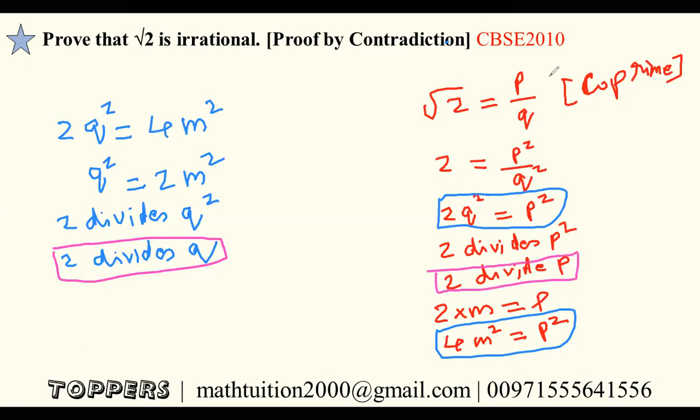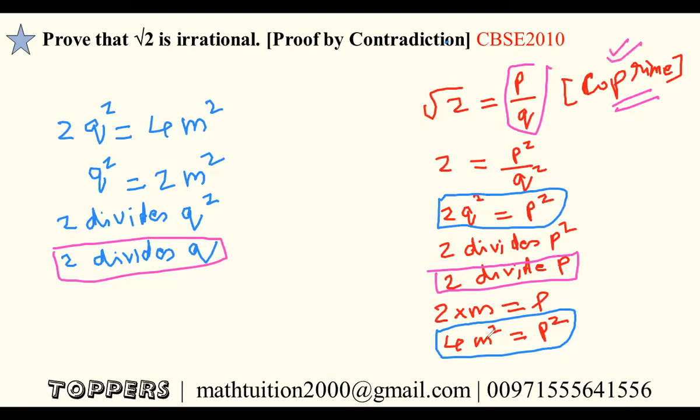We have, in the starting, considered that p and q are co-prime. Means they have highest common factor 1. P and q are in the simplest form. It means they have only 1 as the common factor. That's why we call it co-prime.